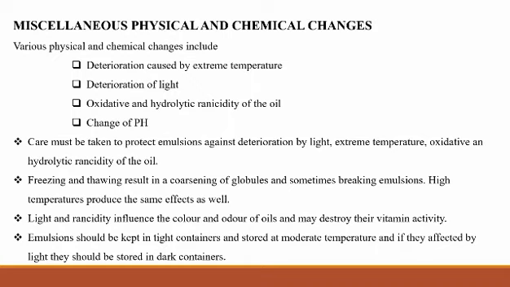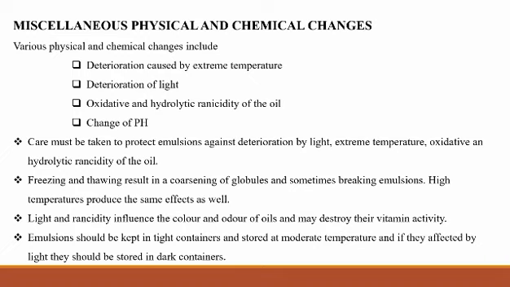We can easily protect light sensitive materials by keeping the emulsion in amber colored bottles, or in a well closed container inside a cupboard or something like that. Next, oxidative and hydrolytic rancidity of an oil can be easily prevented by adding some antioxidants. And the next, change in pH can be maintained by using buffering agents.